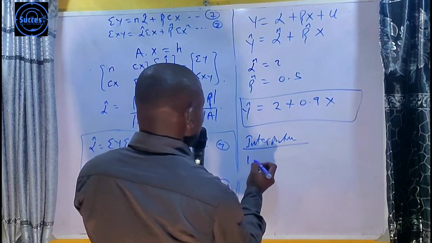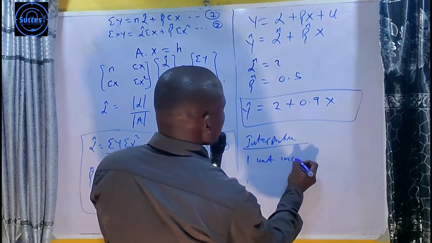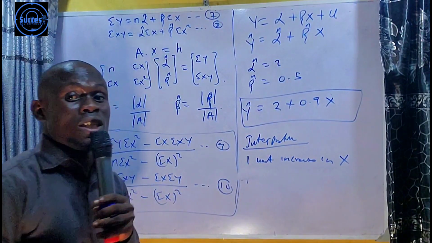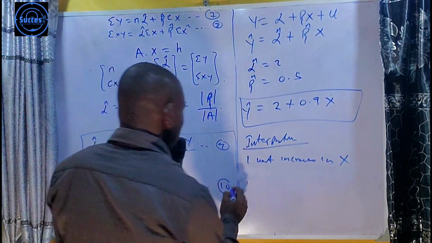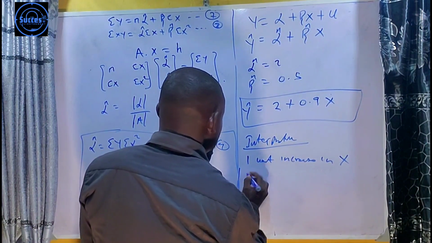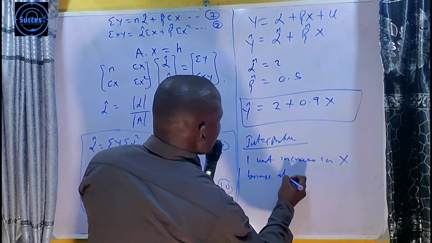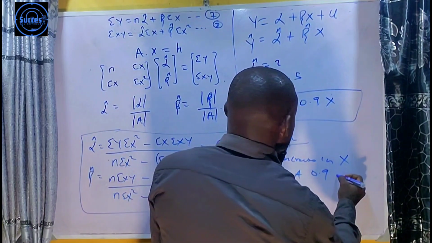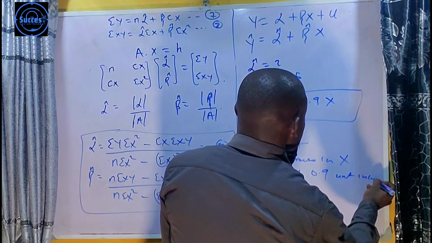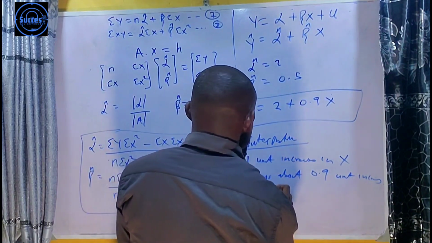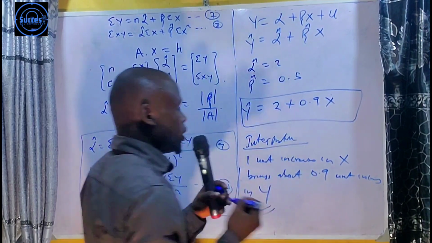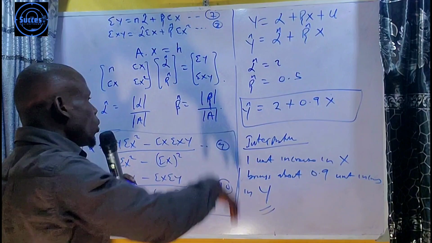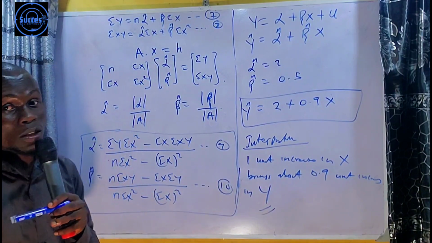It means that a 1 unit increase in x, which is the independent variable, brings about 0.9 units increase in y, which is the dependent variable. That's what this is all about. Alright, this is what this is all about.